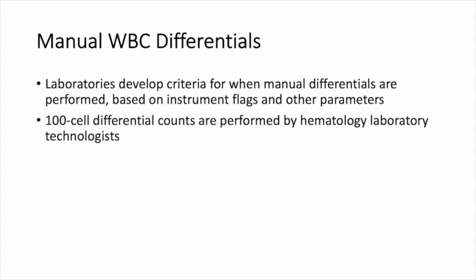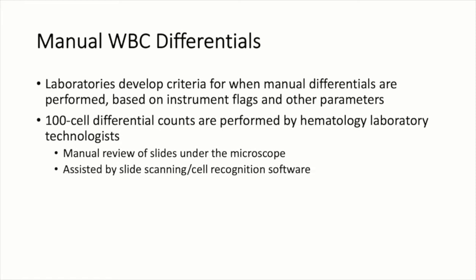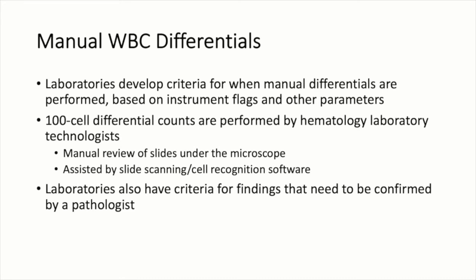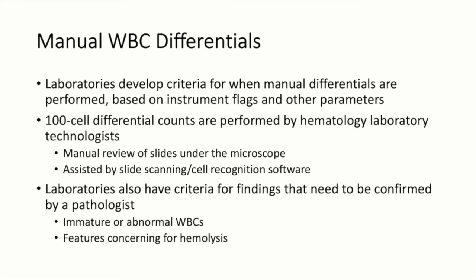When a manual differential count is indicated, it is a 100 cell count that is performed by a hematology laboratory technologist. The technologist will manually review the slides under the microscope, and in some laboratories, they may review digital images of the slide at their computer terminals. In addition to having criteria for performing manual differential counts, laboratories also have criteria for findings that need to be reviewed and confirmed by a pathologist. So an example of this would be the presence of immature or abnormal white blood cells like lymphoma cells or blasts, or red blood cell morphology features that are concerning for hemolysis.